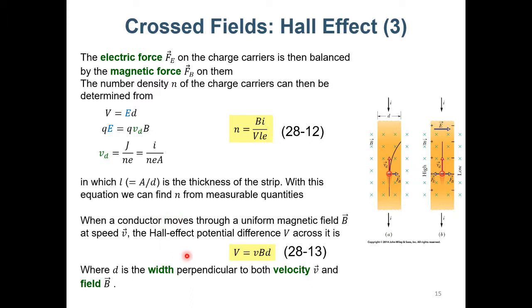Okay, and actually we can find that V equals vBd. When a conductor moves through a uniform magnetic field at speed v, the Hall effect potential difference V would be something like this, where d is the width perpendicular to both velocity v and B. So any question for the Hall effect?